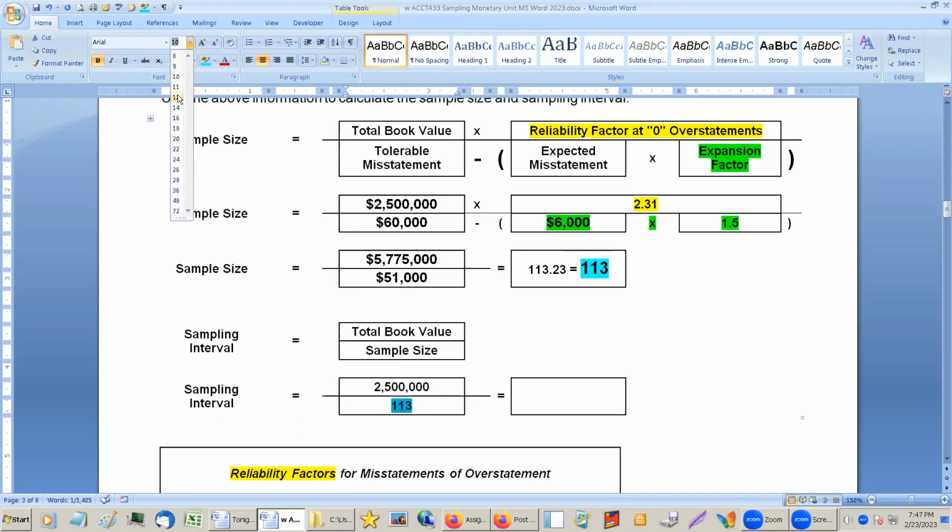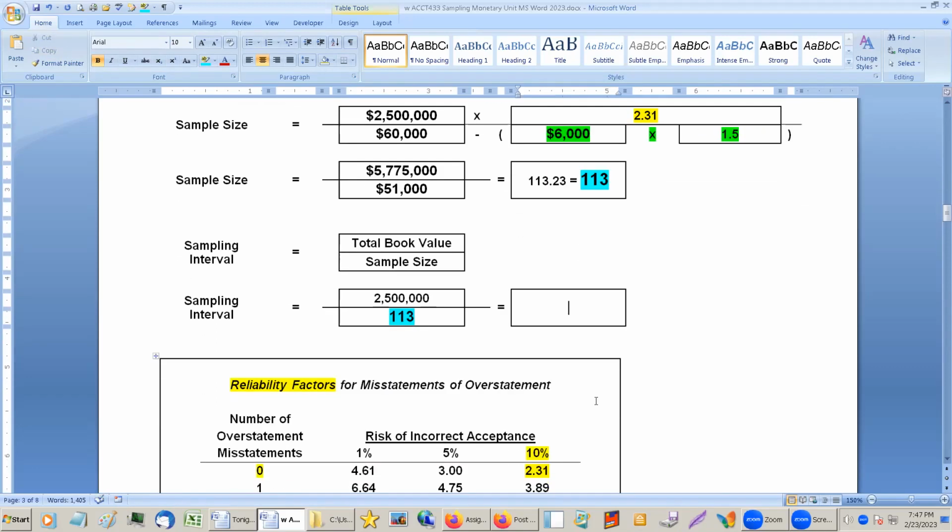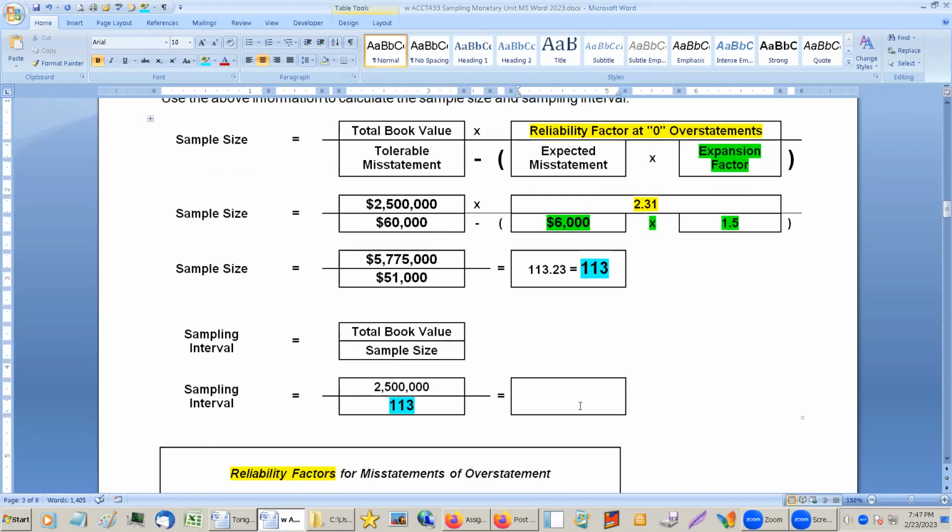So, Professor, you don't want us to round up to 114? I probably would. I'll put it on both ways. Like I say, for me, I probably would round it up, because what are you doing this for? You're doing this for evidence and going into court. Okay.